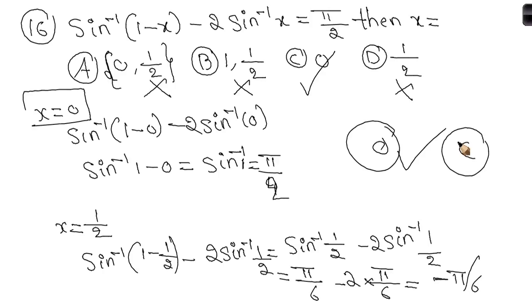So try to utilize options when they give options. If not, you can solve using the normal method by simplifying sin inverse of 1 minus x in terms of tan inverse, sin inverse of x in terms of tan inverse, then 2 tan inverse of x, and so on. We simplify further, but it will be very lengthy, not advisable.